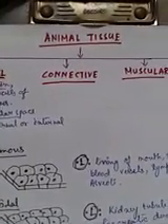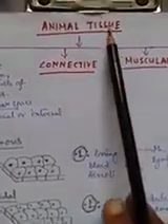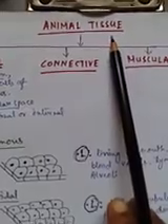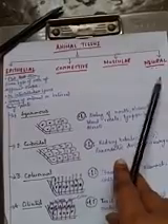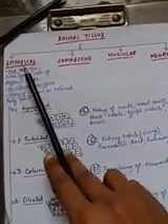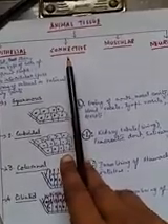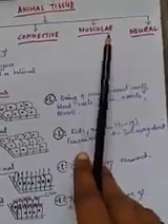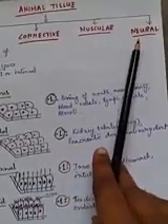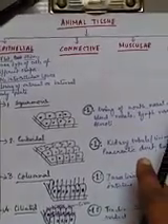After the completion of the plant tissue, let's start with the animal tissue. The tissues present within the animal body are the animal tissue. We can divide the animal tissues into 4 separate parts. One is epithelial tissue, second one is connective tissue, third one is muscular tissue, and the fourth one is neural tissue. One by one we will learn something about these 4 types of animal tissue.